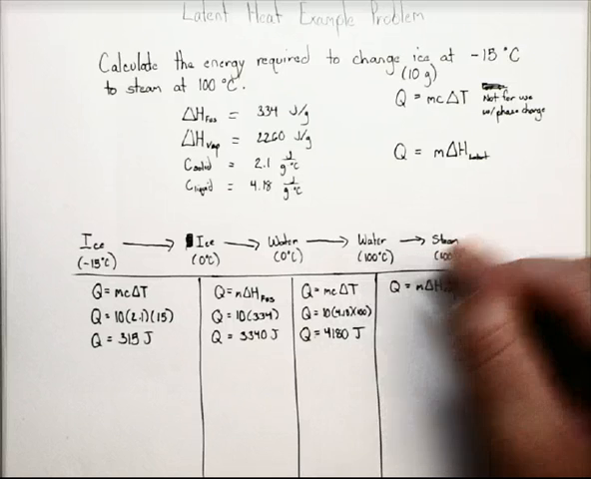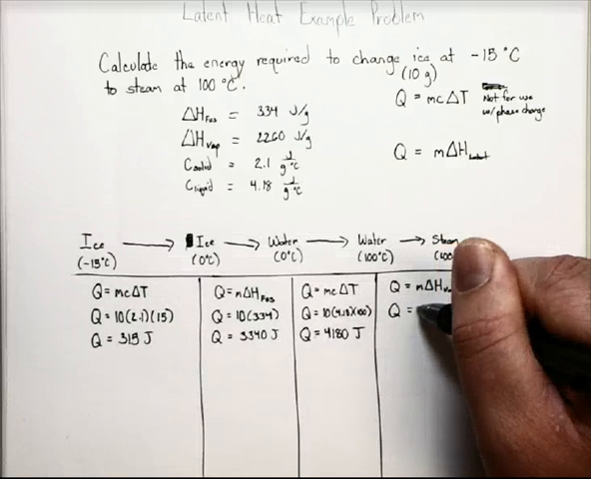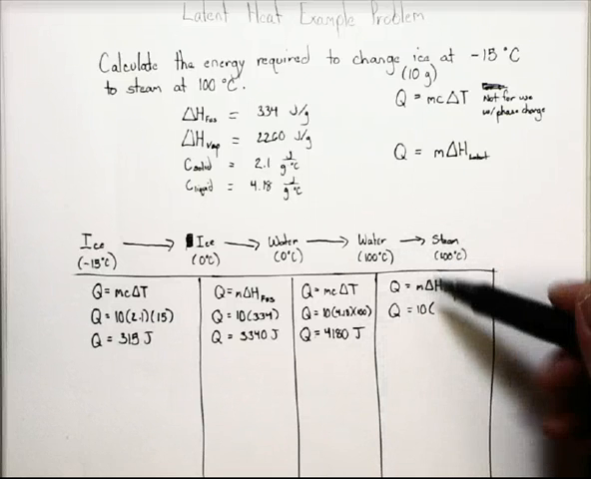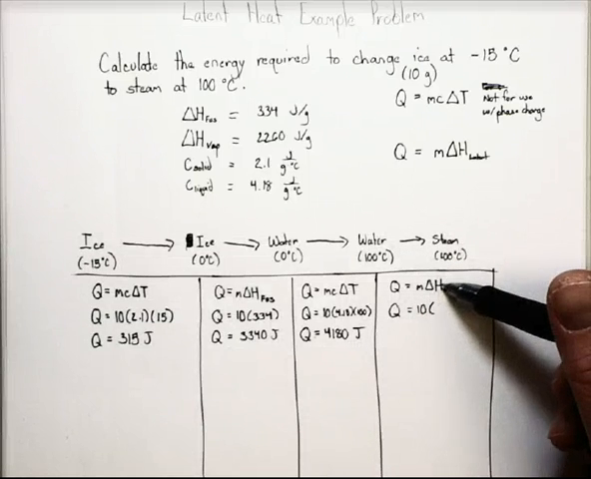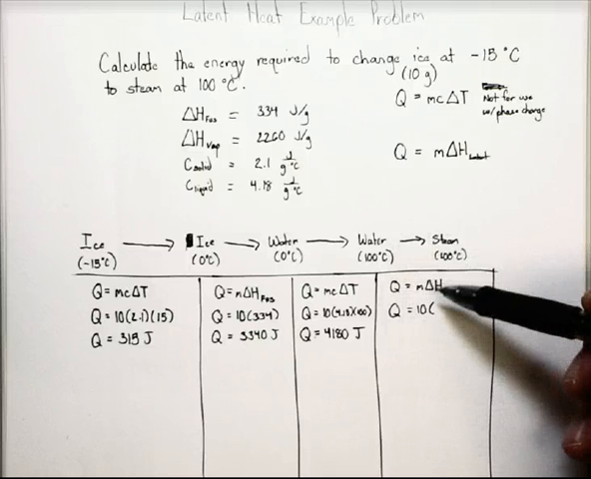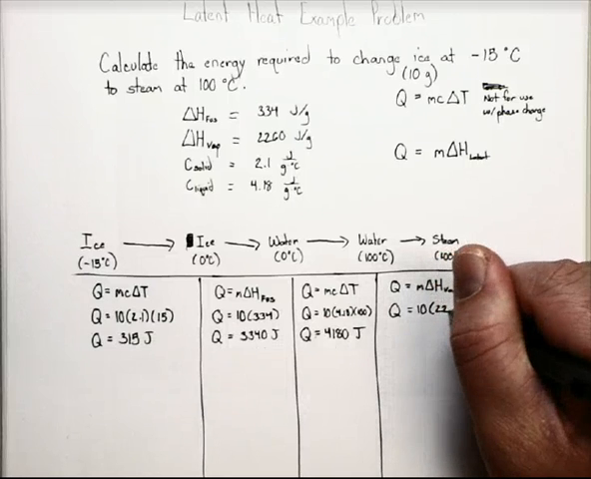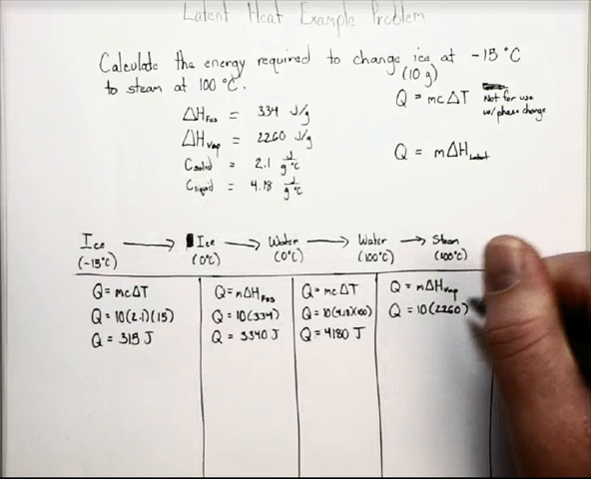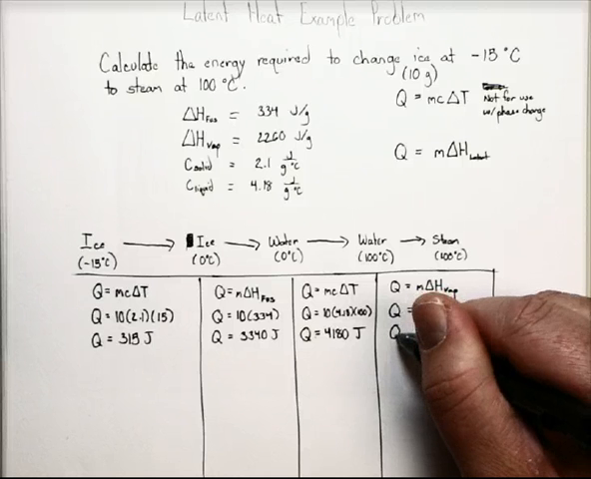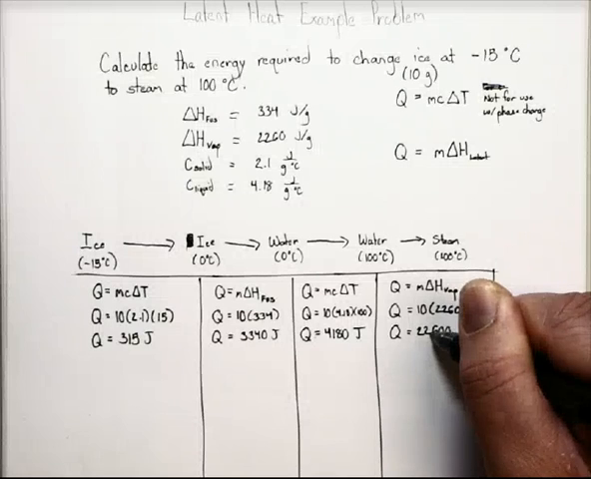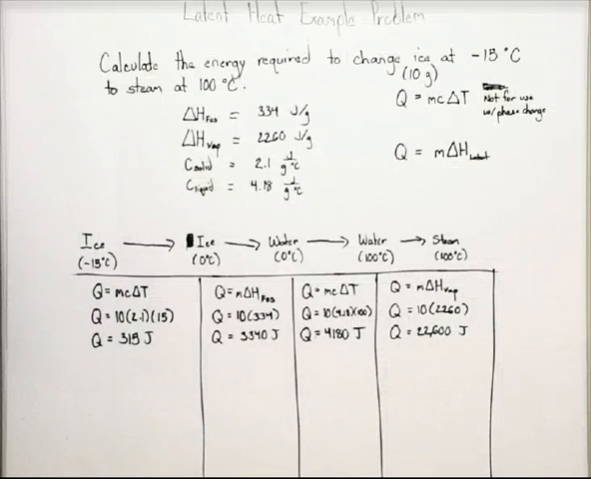Now our last one, water turning into steam, we need to know how much energy that is. We've got 10 grams of our water still. The mass isn't going anywhere. And the heat of vaporization, that is the amount of heat required to change it from a liquid to a gas, is 2,260 joules for every gram. We've got 10 grams, so we multiply those two, and it's 22,600 joules of energy. So you can see that almost all of the energy requirement here is coming from this last one.